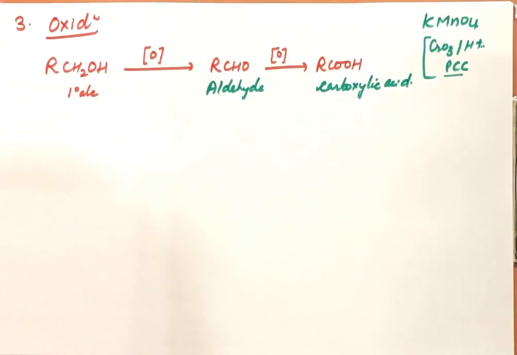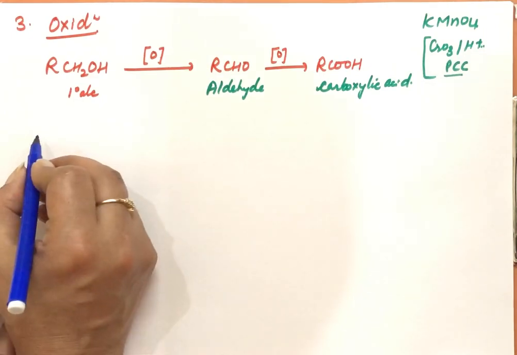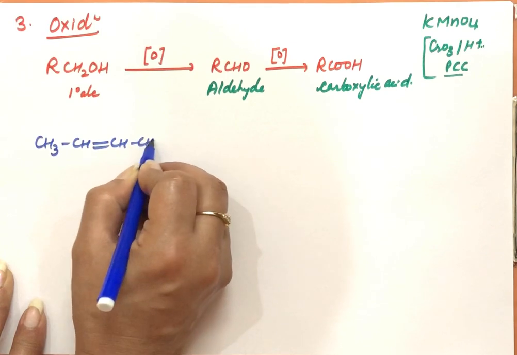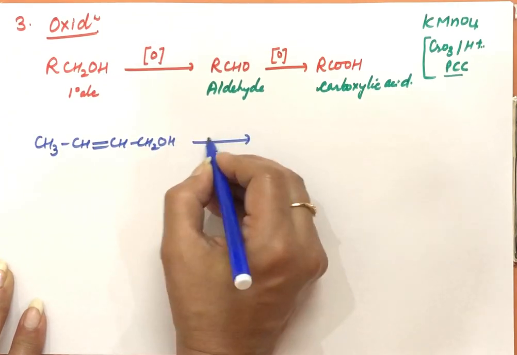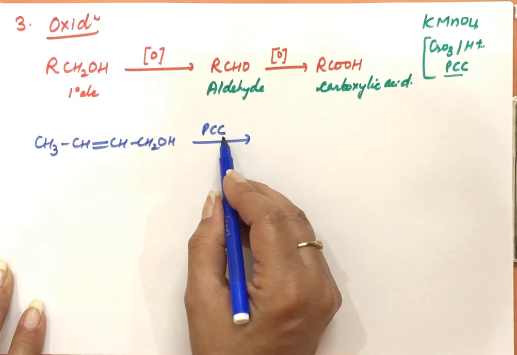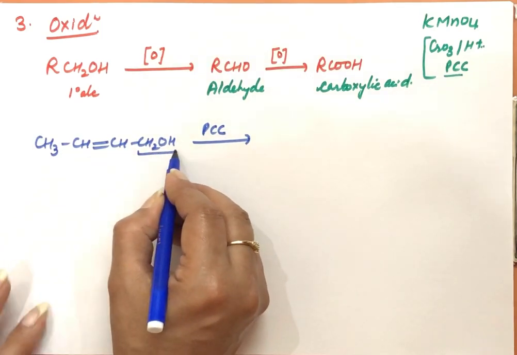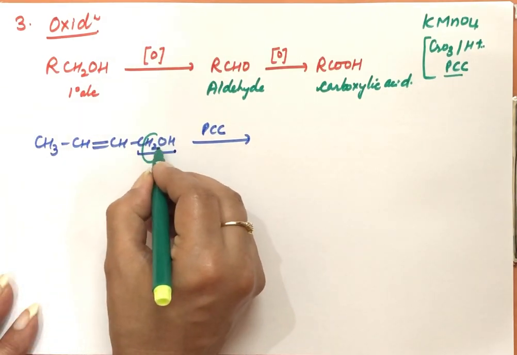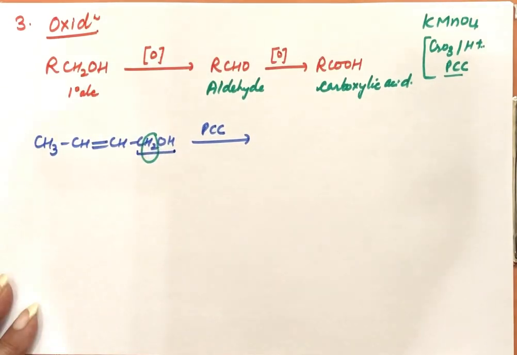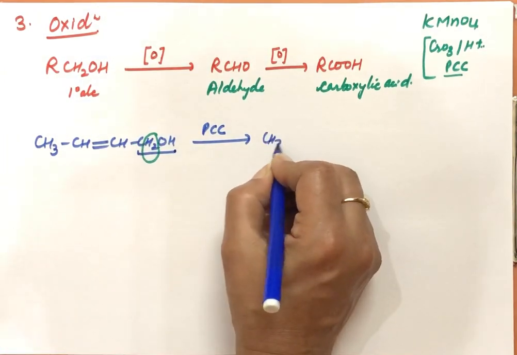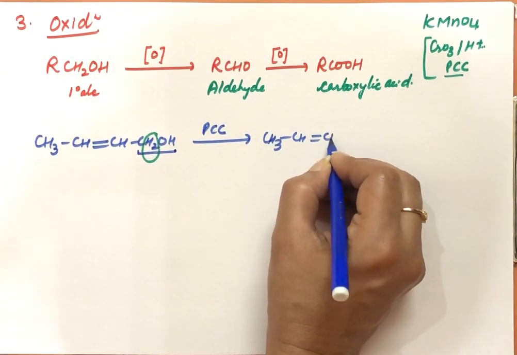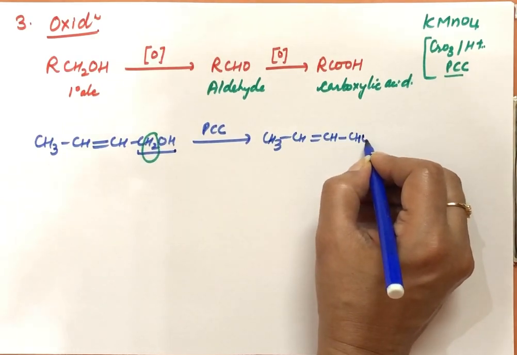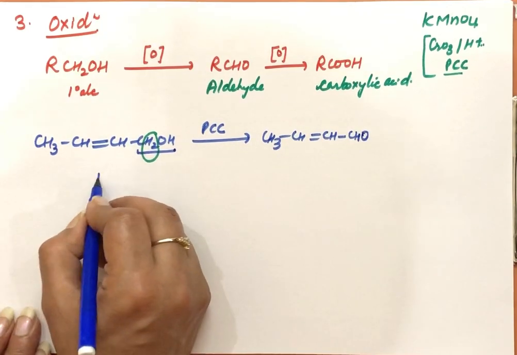So if we take, for example, this alcohol CH3, CH double bond CH, CH2, OH, and add PCC here, that means it's a mild oxidizing agent. This will oxidize only to aldehyde with removal of this hydrogen. If we remove this hydrogen, this becomes CHO. So it will oxidize to aldehyde, CH3, CH double bond CH, and then CHO. So aldehydes will form here in this case. This is the primary alcohol.